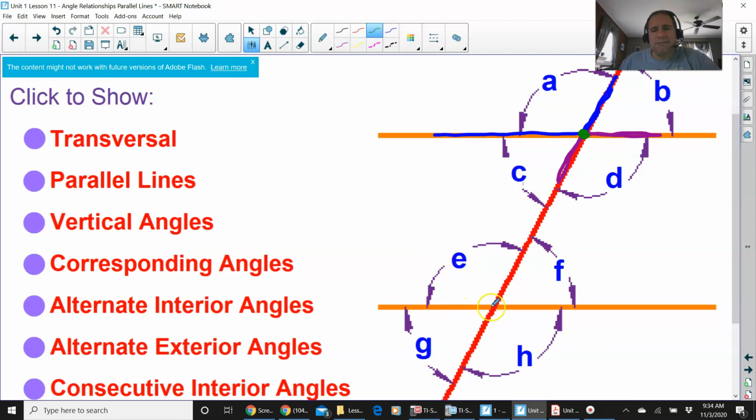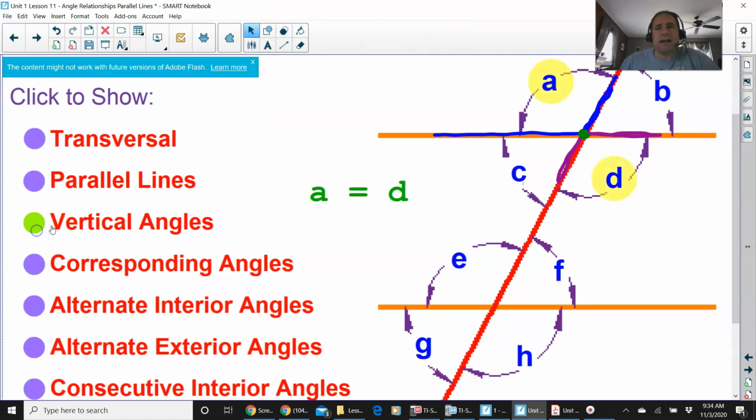Down here at the V, E and H are congruent, and F and G are congruent to each other. So I'm going to highlight the vertical angles as A and D, B and C, E and H, and F and G. I'll do that one more time with you. It's A and D, B and C, E and H, and F and G directly across from each other. Okay, so let me just clear this out. That takes care of vertical angles.